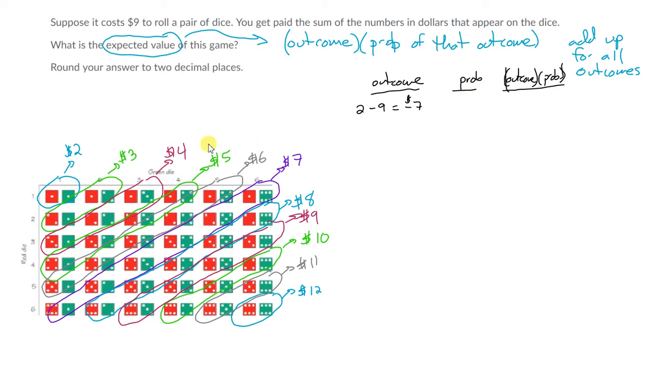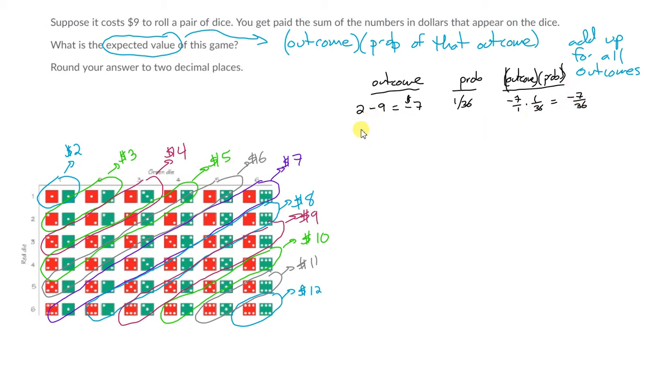Now, what's the probability of that? Remember, probability is the number of outcomes that give you the event divided by the number of outcomes that give you any event. So how many outcomes give you the event of getting a 2? There's one outcome, rolling a 1 and a 1. But there's 36 outcomes total. So your probability is 1 out of 36. If I multiply, negative 7 over 1 times 1 over 36 is negative 7 over 36. So this is the outcome times the probability of the outcome for that first possible outcome.